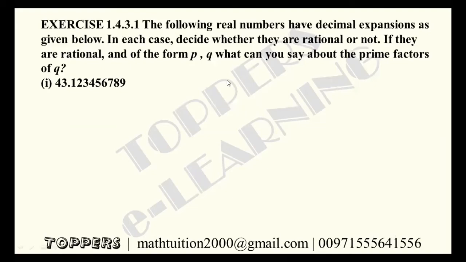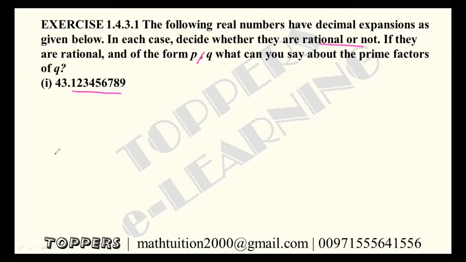It is the third question, 1.4, third question. What is the question? The following real numbers have decimal expansions as given below. In each case, decide whether they are rational or not. If they are rational and of the form P by Q, what can you say about the prime factors of Q? I mean the denominator. So we have a number 43.123456789.